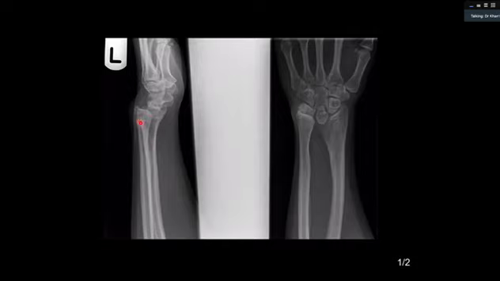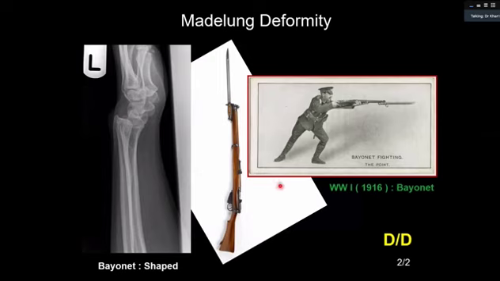So I warn you of the ulna. And I warn you that our examiner can actually start with this lateral film. And this is what we call the bayonet deformity. This is a bayonet as on the rifle. So it can also happen that you might be given the lateral film as the first film to diagnose it.